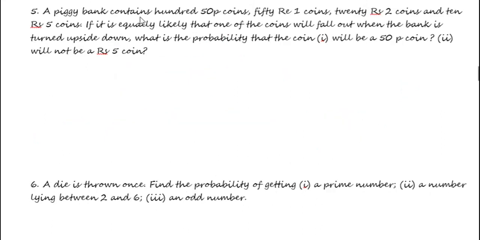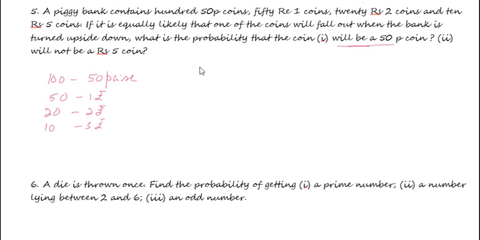A piggy bank contains 100 50 paise coins, 50 1 rupee coins, 20 2 rupees coins, and 10 5 rupees coins. If it is equally likely that one of the coins will fall out when the bank is turned upside down, what is the probability that the coin will be a 50 paise coin?